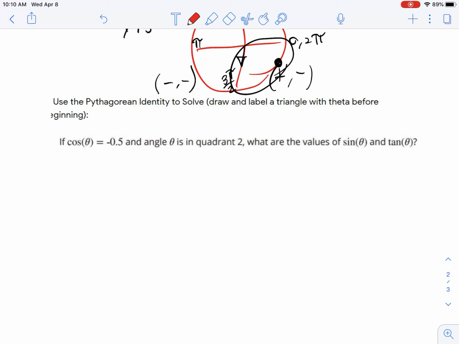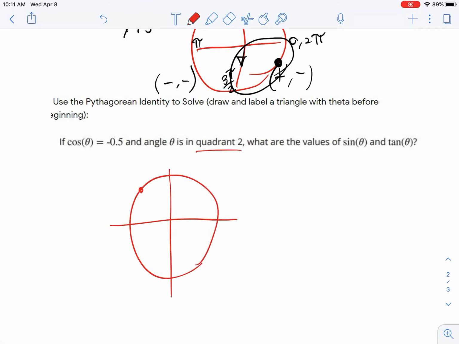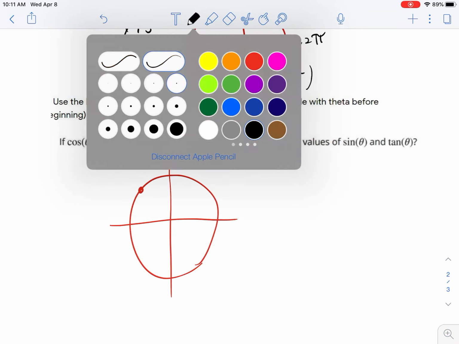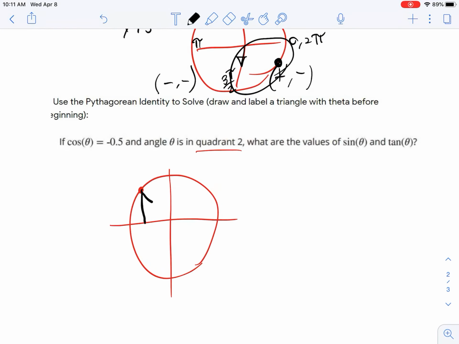So with this, what's going to happen is we're going to have our triangle. Okay, we're going to label this theta. It doesn't really matter. And what we know, it's in quadrant 2. Maybe I should go back through this and make this a little nicer and easier in quadrant 2. So if we do this, we're going to be in quadrant 2, and this is going to be our triangle right here. Okay, and we know this is theta.